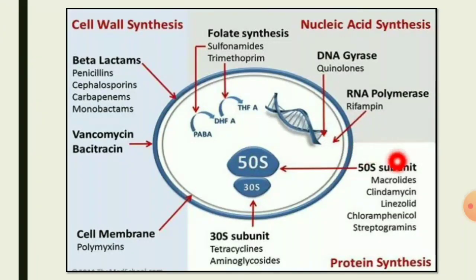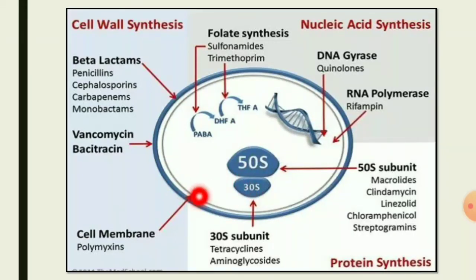Another one is protein synthesis. Macrolides, clindamycin, linezolid, chloramphenicol, and streptogramins are examples of antibiotics which bind to the 50S subunit of the ribosome. Another group, tetracyclines and aminoglycosides, bind to the 30S subunit of the bacteria and inhibit the growth.